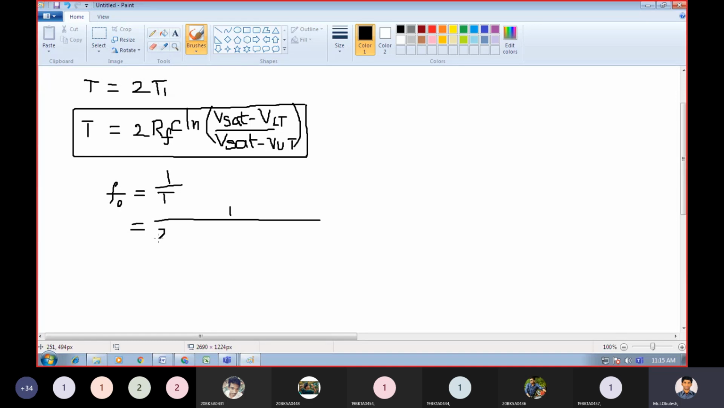2 into RF into C ln of V saturation minus VLT, V saturation minus VUT.